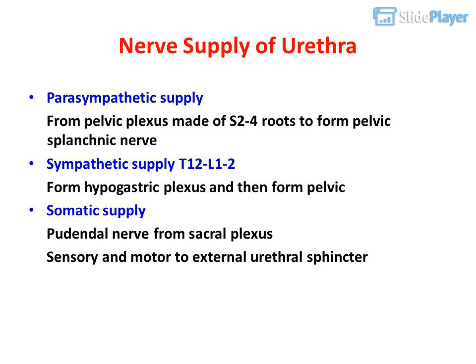Nerve supply of urethra. Parasympathetic supply: from pelvic plexus made of S2-4 roots to form pelvic splanchnic nerve. Sympathetic supply: T12, L1-2, form hypogastric plexus and then pelvic plexus. Somatic supply: pudendal nerve from sacral plexus, sensory and motor to external urethral sphincter.